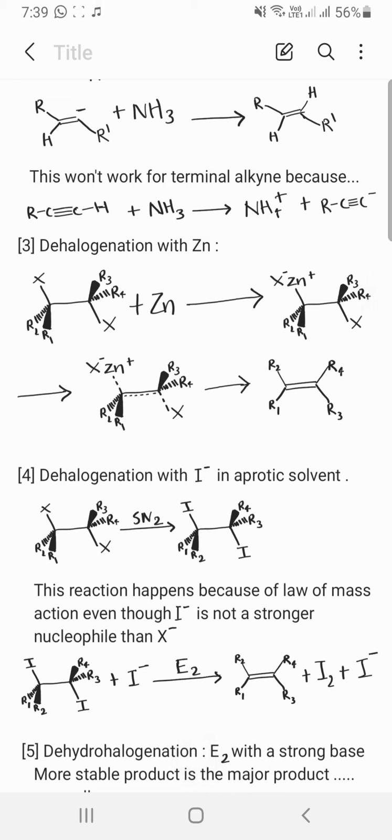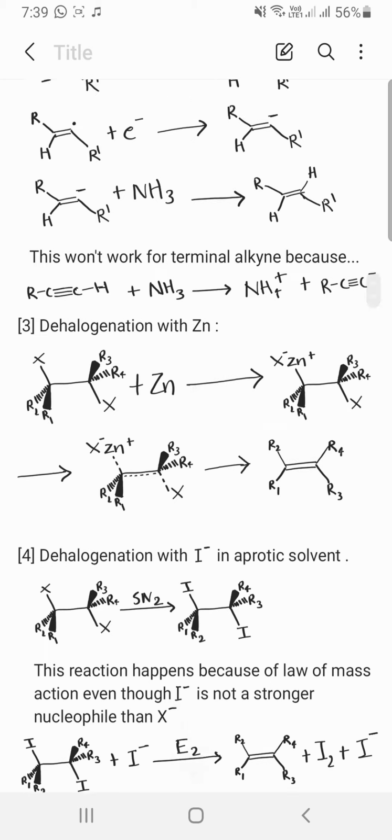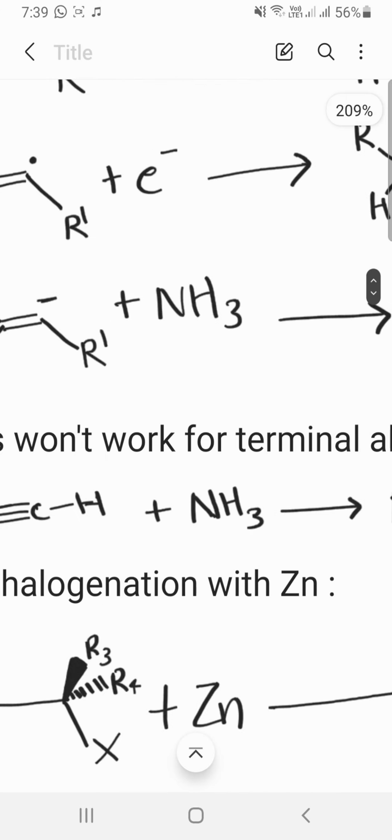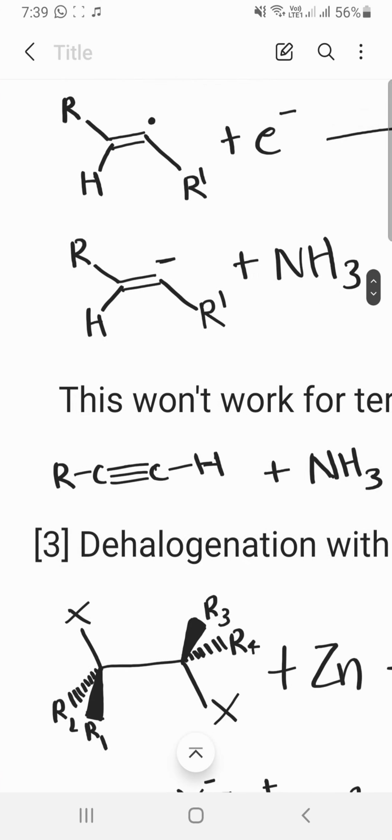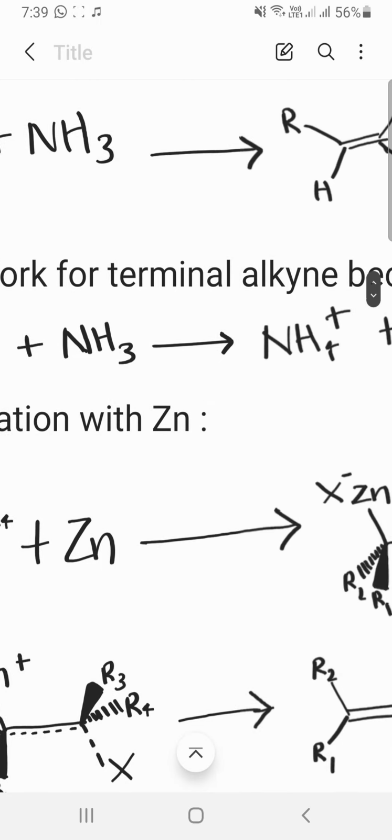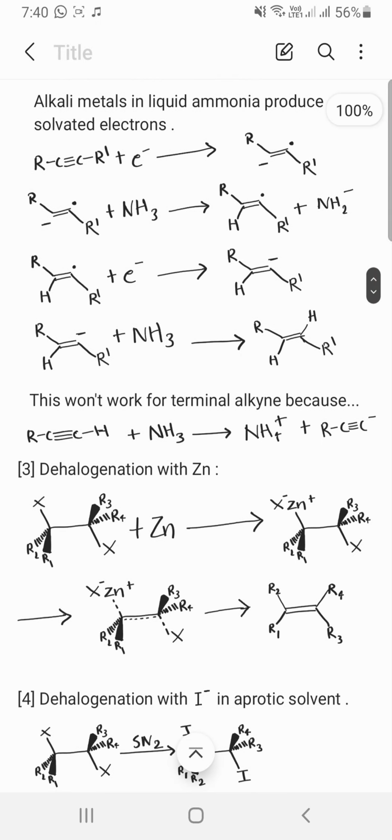Dehalogenation. Oh, by the way, terminal alkynes won't do this because, okay, this is not the correct reaction over there. They are acidic, so this can happen, but okay, fine, I'll take that, because basically there's a bit of sodamide going on, which is a very good base and it can just pluck out this thing. But yeah, this reaction also happens actually.